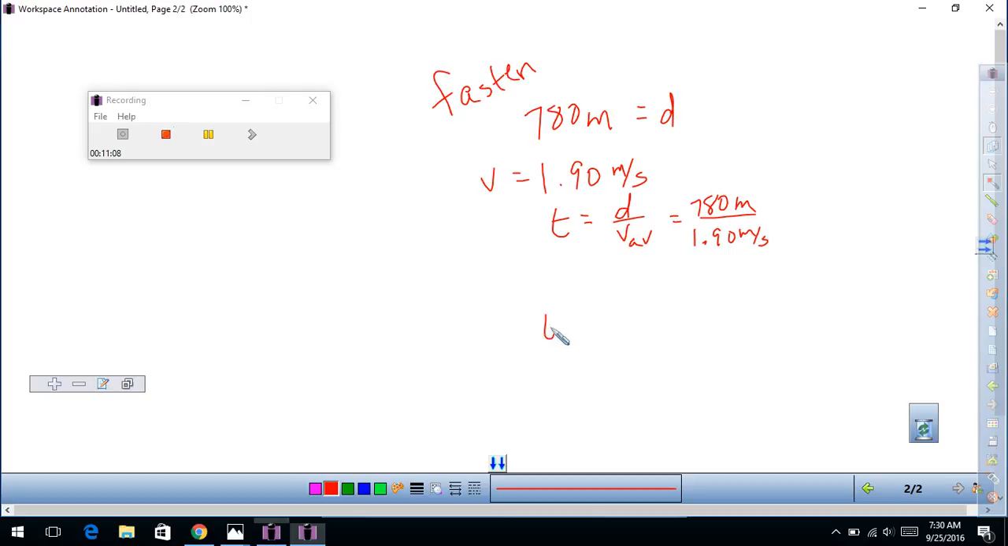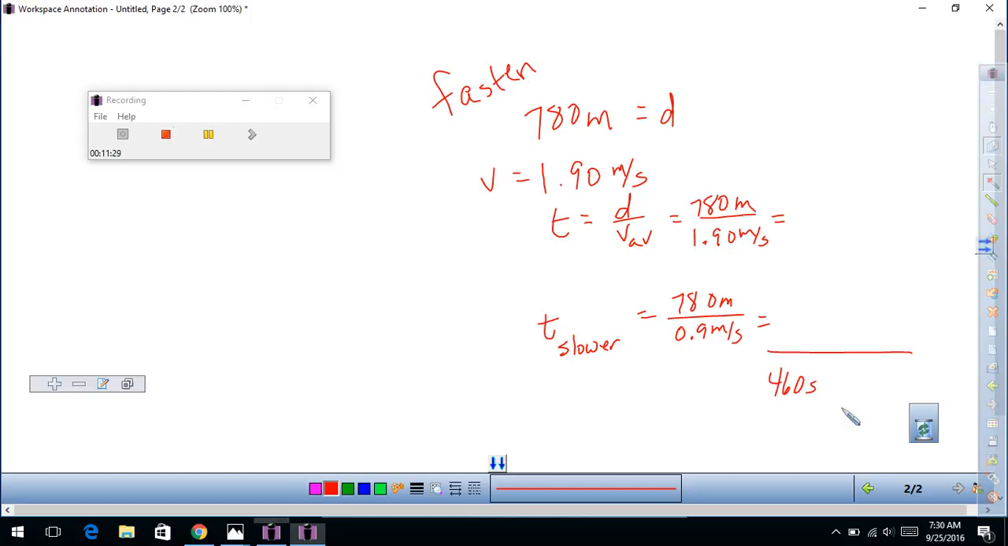And the time for the slower dude is still 780 over 0.9 meters per second. So find the time here and here, and then take the faster time minus the slower time, and hopefully you'll get that 460 seconds that your teacher was talking about.